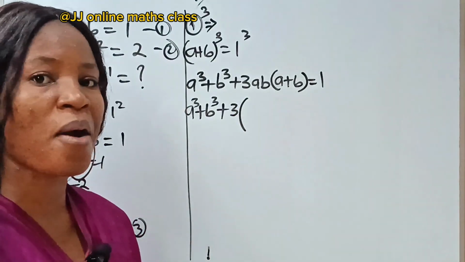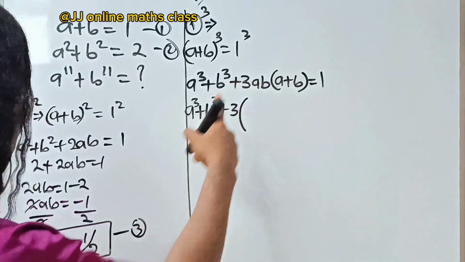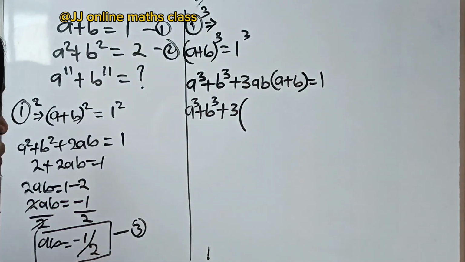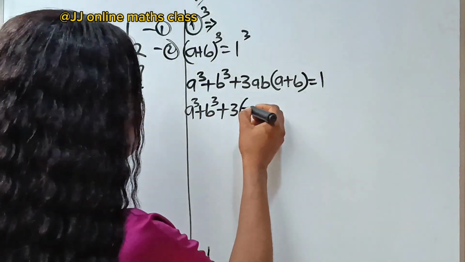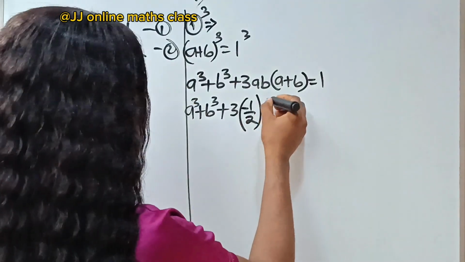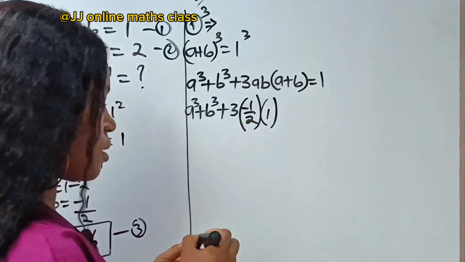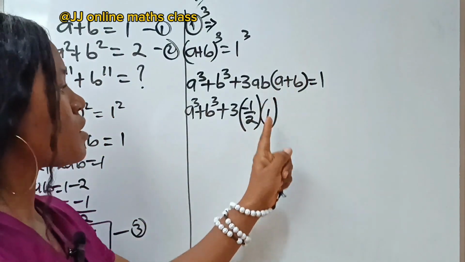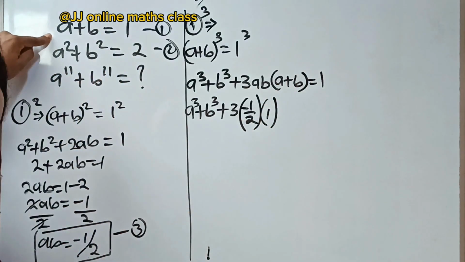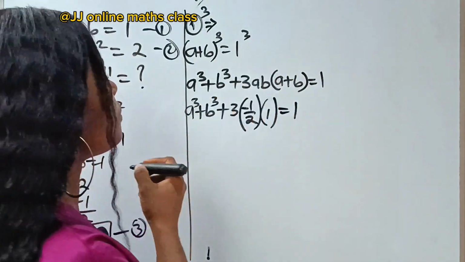Remember what I told you, why we had to look for ab. Okay, now look at ab here. Remember our ab is minus 1 over 2, so we are going to write minus 1 over 2 here. Now, in brackets, a plus b is equal to 1, according to our equation 1.